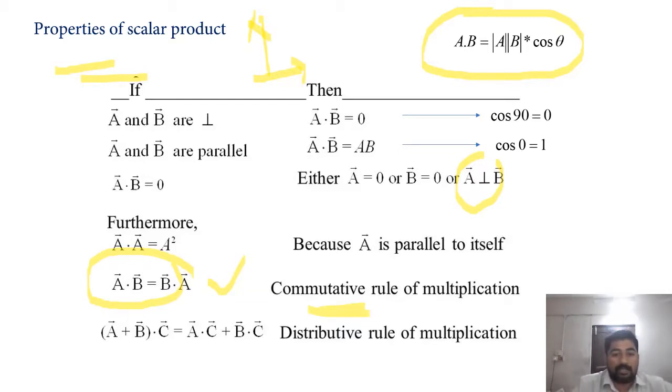Next, the distributive rule. Take three vectors. A plus B dot C. Take the dot product of A plus B with C. You can multiply A with C, plus B with C. Getting it this way is the distributive law of multiplication. So these are the different properties of the dot product: commutative law and distributive law.